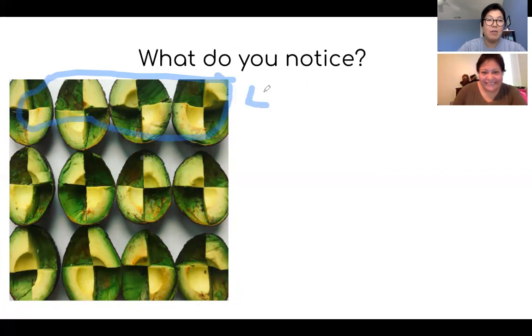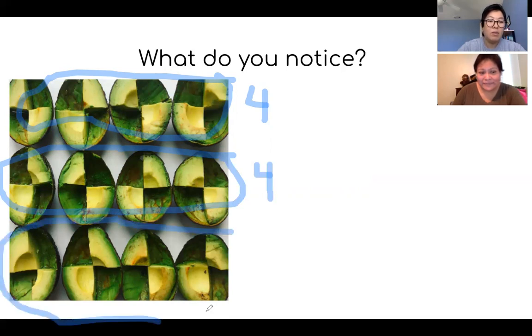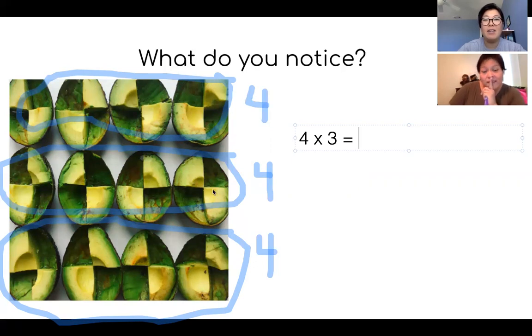So we'll write 4. And the second row, there are 4 halves. And then the last row, there are 4 halves. So if we were to put in a multiplication problem, it's actually 4 groups of 3, right? And we would write that as 4 times 3, which, let's skip count by 4. There's 4, 8, and 12.